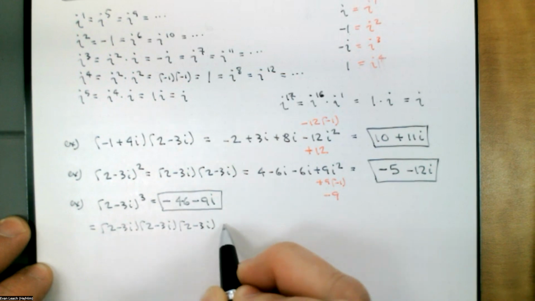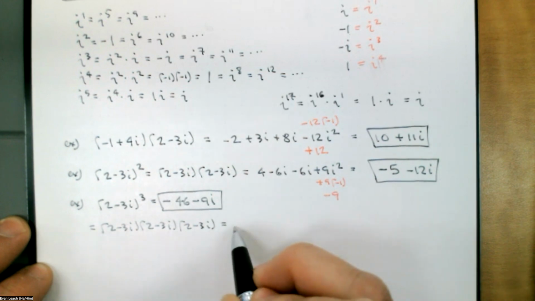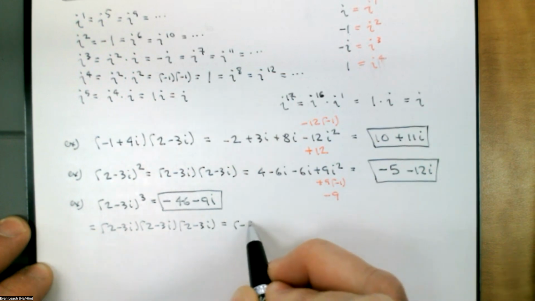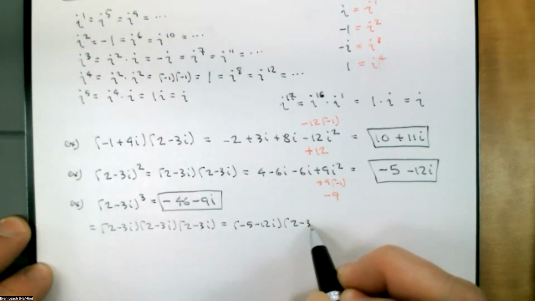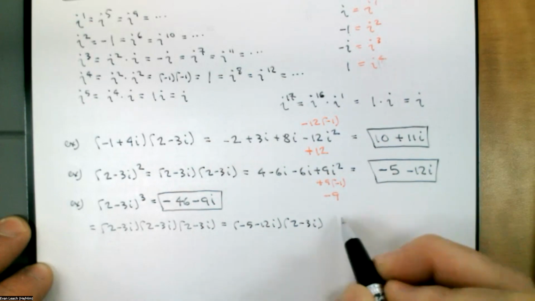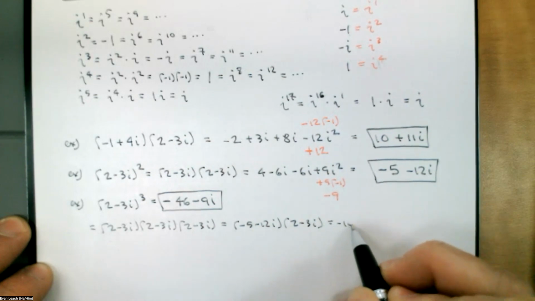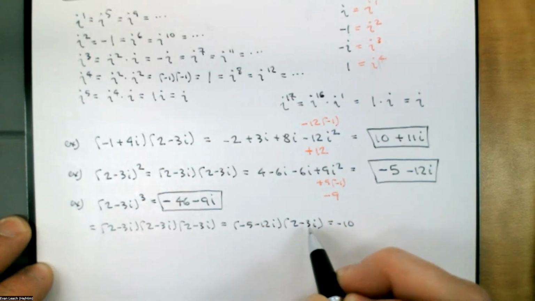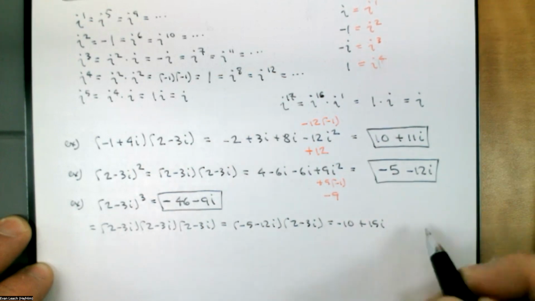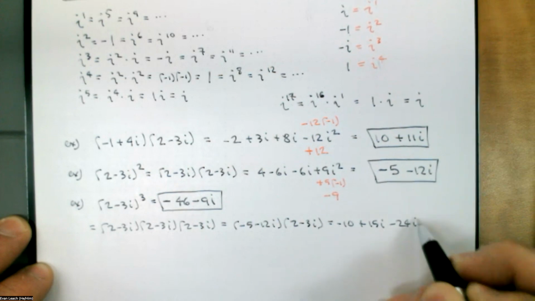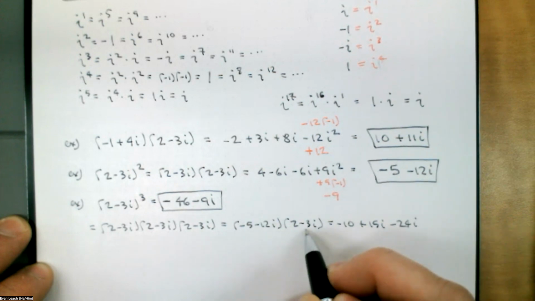Once again, nothing is changing. I'd multiply these first two, and then I would multiply that by 2 minus 3i. So I get -10 plus 15i minus 24i plus 36i squared.